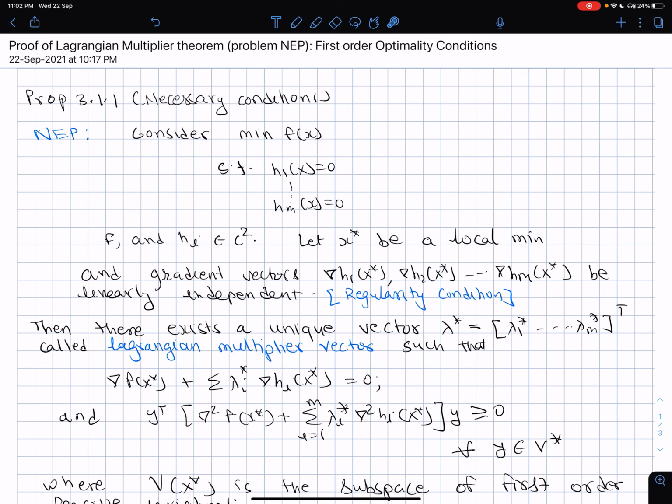Now, going further, we are assuming that the gradient vectors of the constraint functions, so gradient of h1 at x star, gradient of h2 at x star, and gradient of hm at x star, are all linearly independent. This is also called the regularity condition. In other words, if you put this as a matrix, this will become an n cross m matrix whose rank will be m. That is, it will have full column rank.